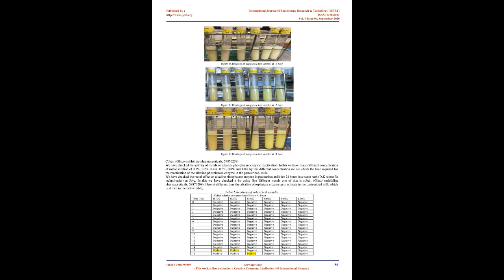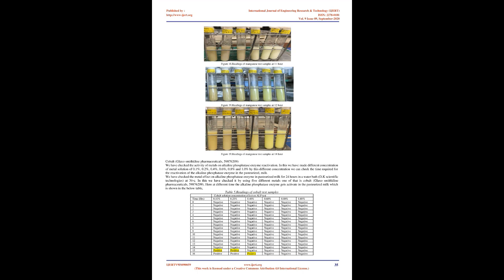Figure 25. Readings of calcium test samples at 0 hour. Figure 26. Readings of calcium test samples at 3 hour. Figure 27. Readings of calcium test samples at 7 hour. Figure 28. Readings of calcium test samples at 8 hour. Figure 29. Readings of calcium test samples at 9 hour.